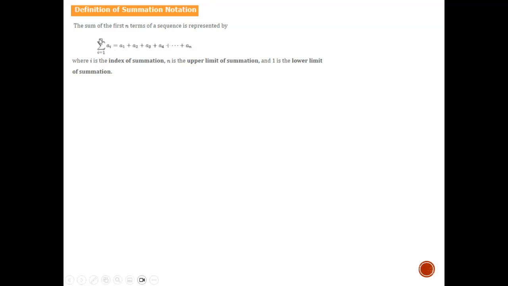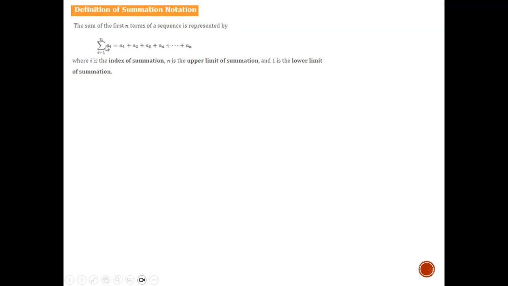It's called a sigma. This is your symbol, which is your summation, which means to add up everything that we produce from here, right? So the sum of the first n terms of a sequence, we could represent it by this. i is our index of summation down here. n is our upper limit. And the 1 in this example is our lower limit.